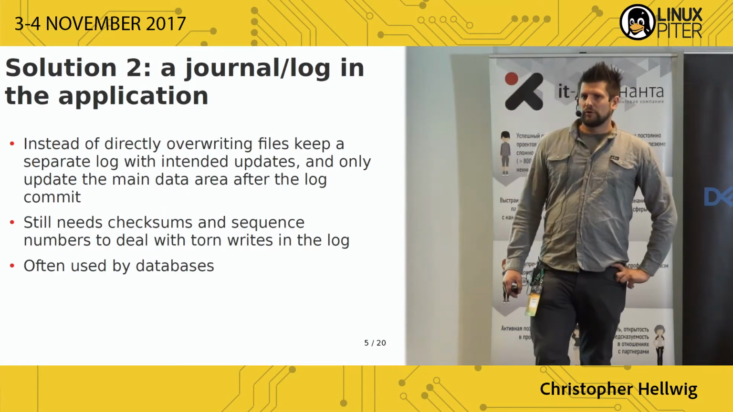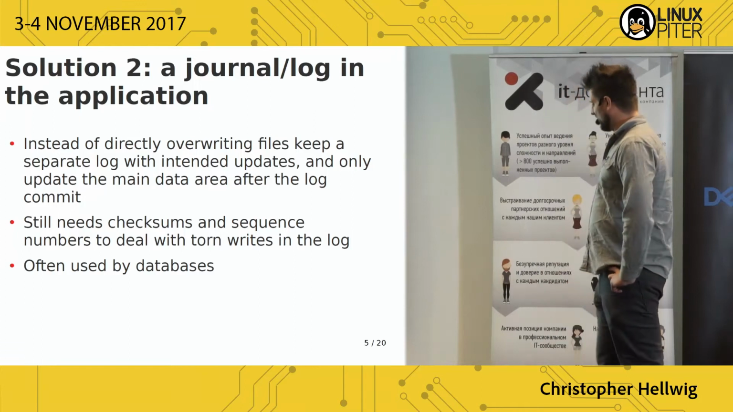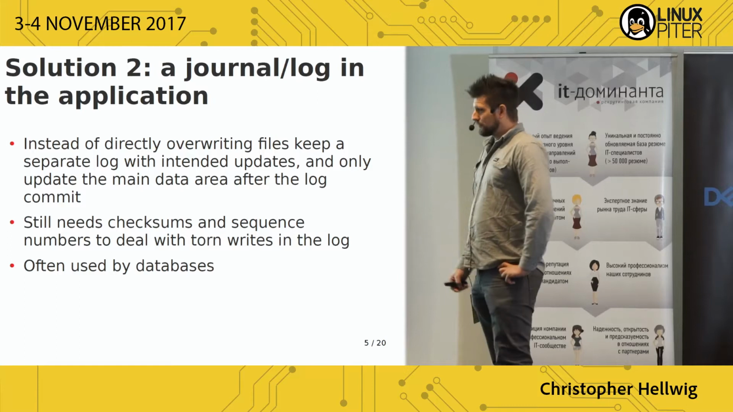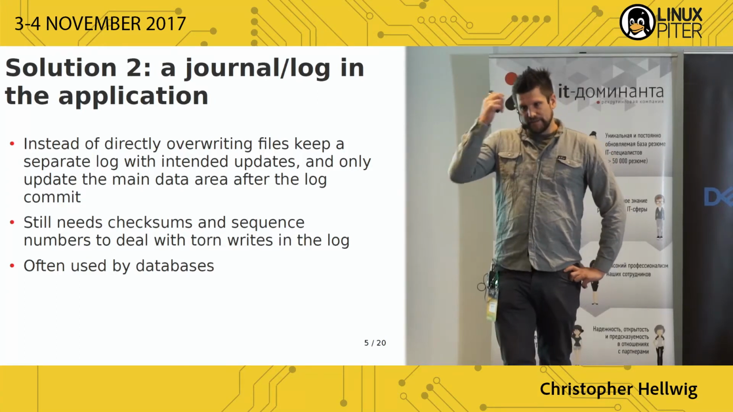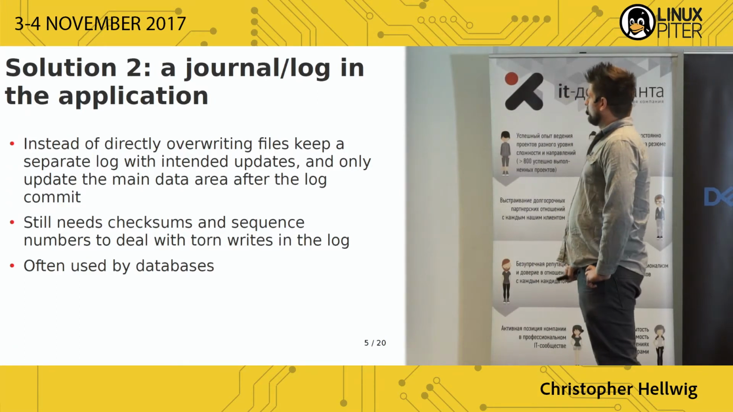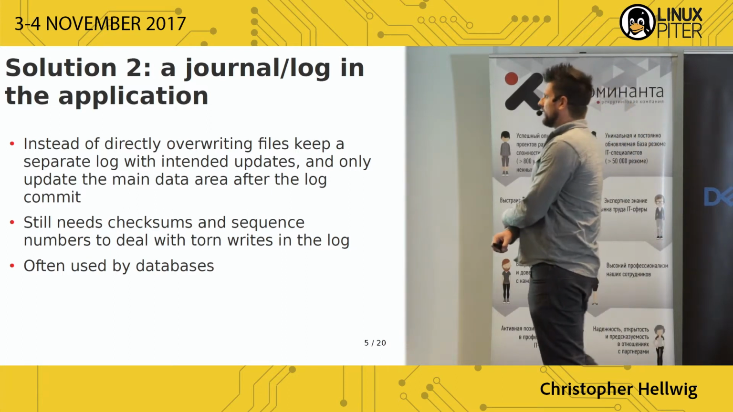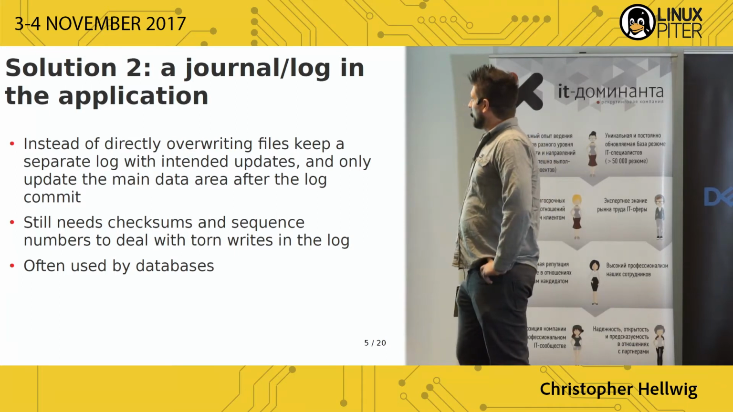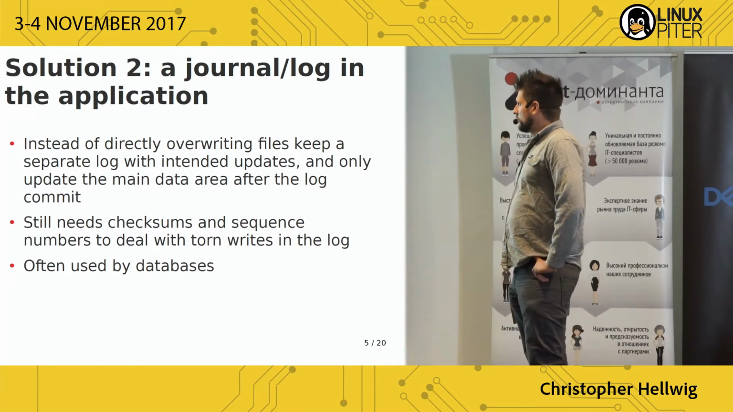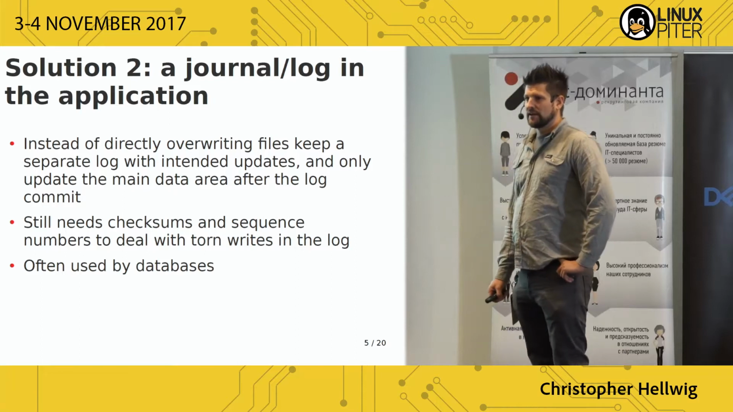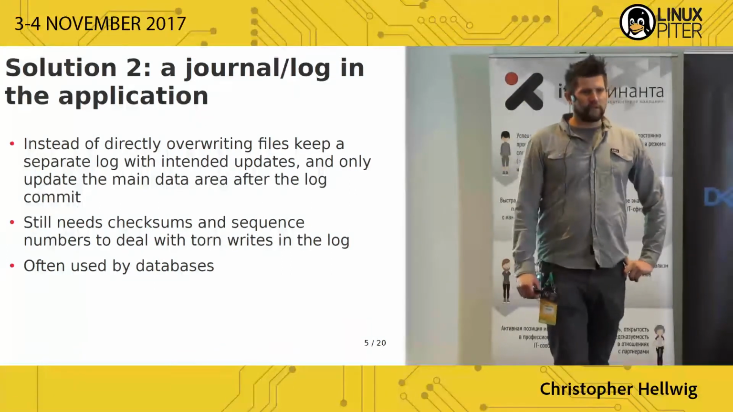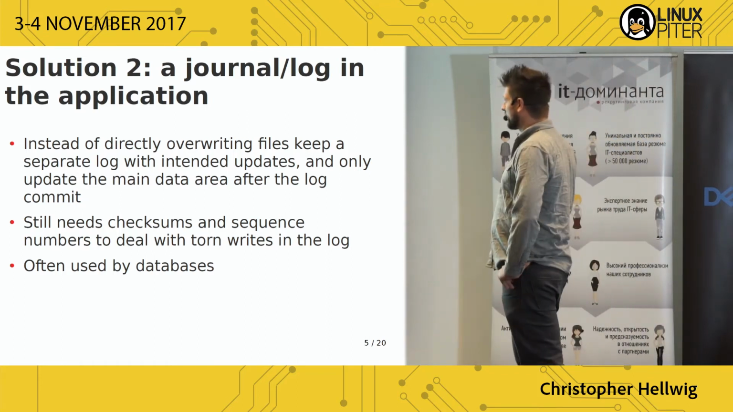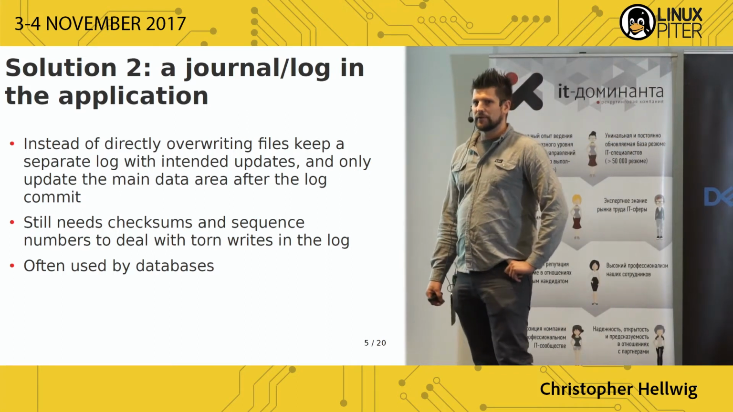So there's solution number 2, which means keep a journal or log in the application. So instead of directly overwriting or writing a file, we have a simple little log similar to a file system journal. Databases have been doing this even longer than file systems, and have another data area that it's pointed to. The problem with that is, how do you know even your little journal entries are atomic and in order? So you need to stamp a checksum into it, a sequence number.